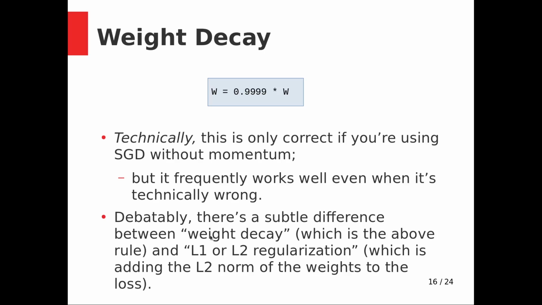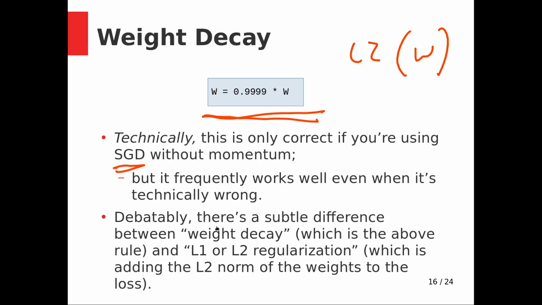All right, so technically, if I say that weight decay is just adding this after the weight updates, that's kind of close. Draw a straight line. All right, close enough. This is only correct if we're using stochastic gradient descent without momentum. Right? There are other optimizers for which this would not be the correct result of adding the L2 of the weights, right? But it frequently works well, even though it is technically wrong. A lot of people sort of used this form even though it didn't line up exactly with the math. And hey, it ended up working, right?